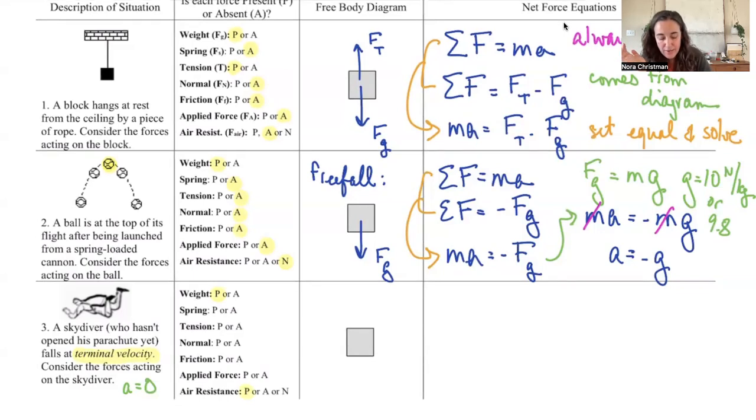And so our diagram, again, we'll have Fg down. Now, there's pros and cons to any approach that we take, but a lot of times instead of calling it Fg, I'll just label it mg right off the bat. And so that just takes a step out later. Besides the gravitational force downward, we have the air resistance upward.